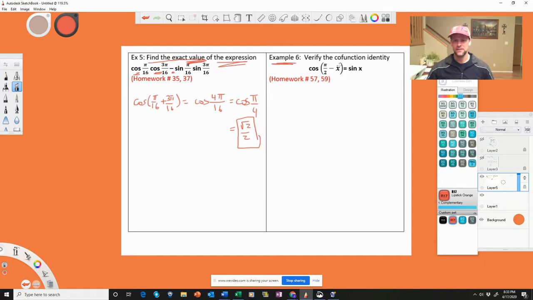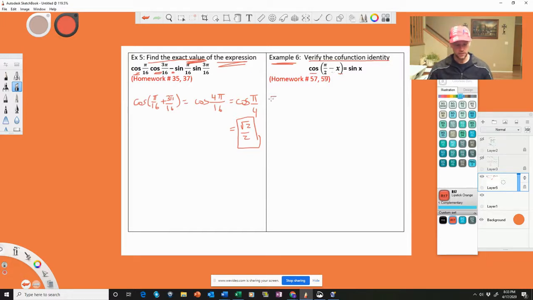Example 6. Verify that this cofunction identity is true. If you look on your sheet, you will see somewhere it says cofunction identities, right there. And this is one of those identities. We're going to verify or prove that it's true. And we're going to do that using basically this sum and difference formula. So I have a cosine and this angle minus this angle.